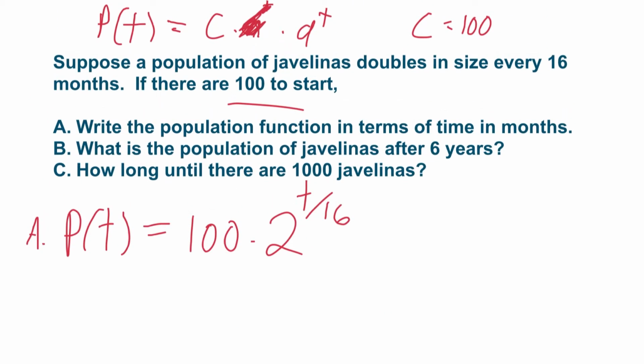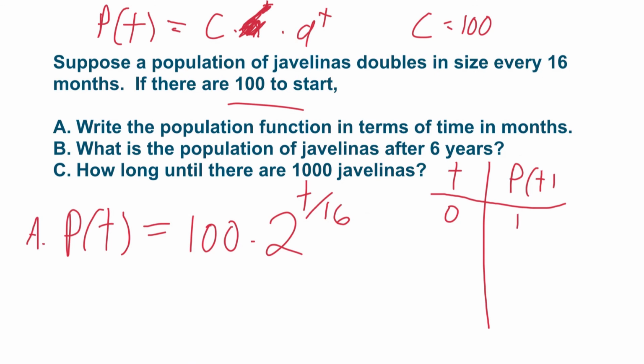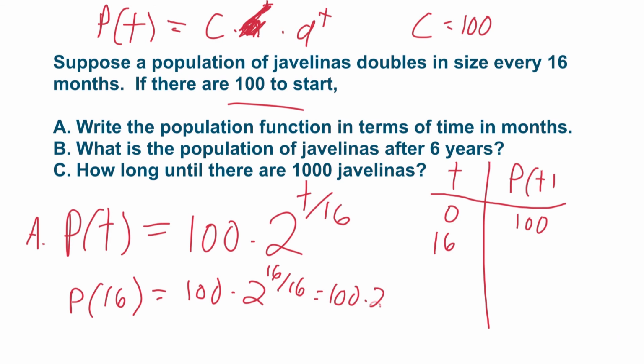So let's check this a little bit. We'll do what I might call a sanity check to see if the function we've come up with is consistent with what we expect. So at t equals 0, I should have the original starting amount, 100. And I do, because I have 100 times 2 to the 0, which is 1, so just 100. How about after 16 months? I should have doubled by then. Well, P of 16 is 100 times 2 to the 16 over 16, so 100 times 2, so 200.